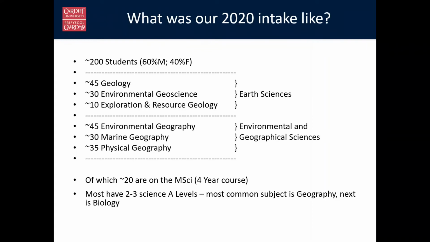But broadly speaking, we had about 45 students come in to do geology, 30 to do environmental geoscience, 10 exploration and resource geology, and approximately 45 environmental geographers, 30 marine geographers, and 35 physical geographers. Of that approximate 200, about 20 came in to do the 4-year integrated master's programme, the MSci.